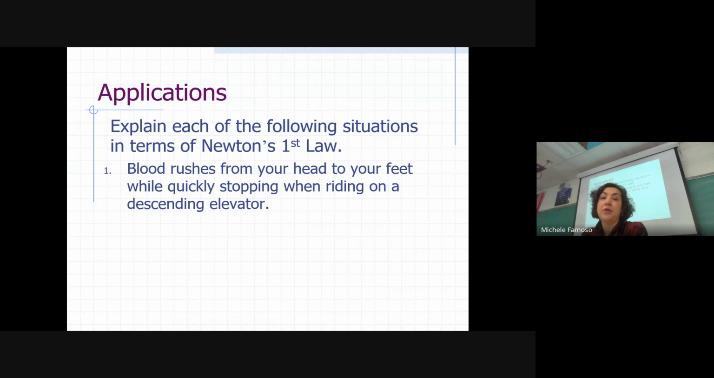So the first scenario you may have experienced before is blood rushing from your head to your feet in an elevator if it stops abruptly. Have you ever felt like the blood just kind of left your head and you get a little dizzy or faint?